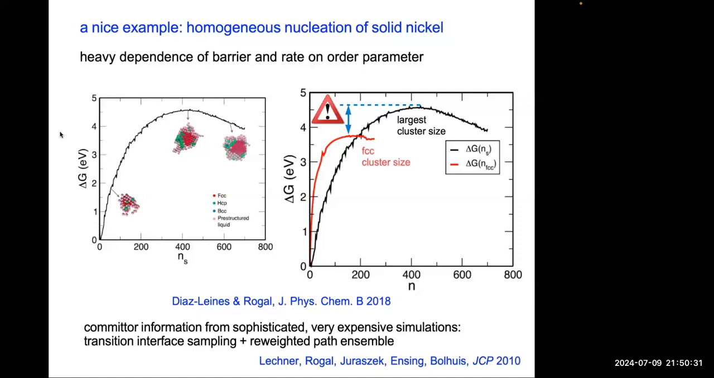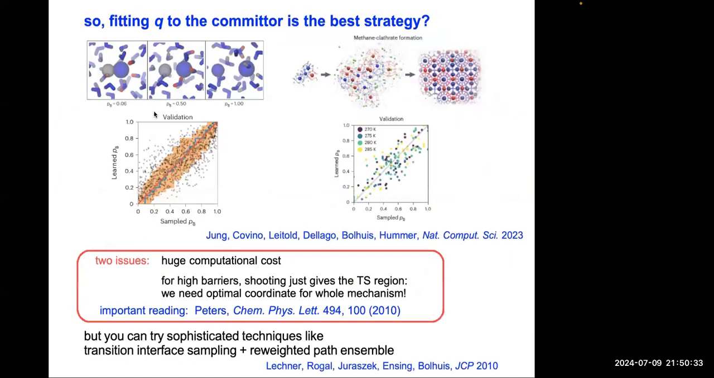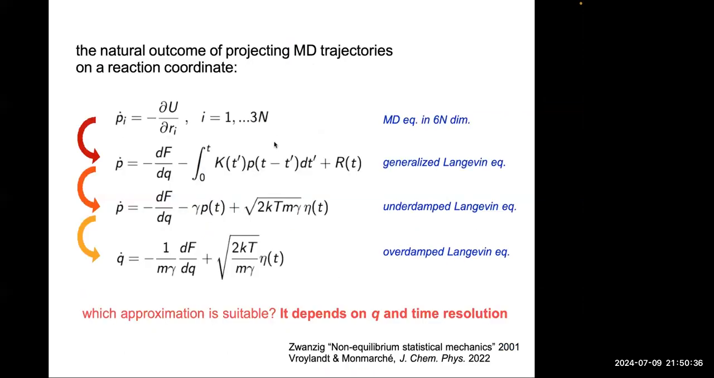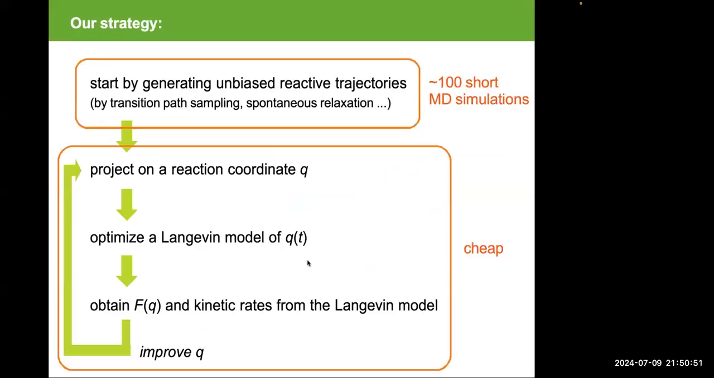Now, what we propose is that when you project from the molecular dynamics to one coordinate, you can get a Langevin equation. You have a ladder, a hierarchy of different stochastic models. Let's take the simplest one, the last one, the so-called overdamped Langevin equation. Basically, we start by generating molecular dynamics trajectories that relax from the barrier top. This is typically done with transition path sampling. And this is our data set, our training set. So we have about 100 short simulations.